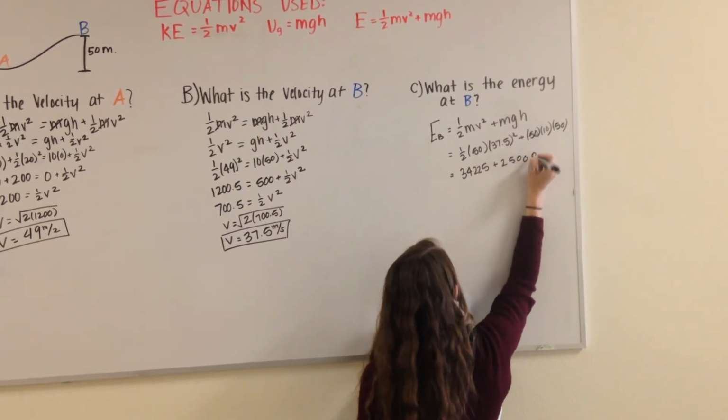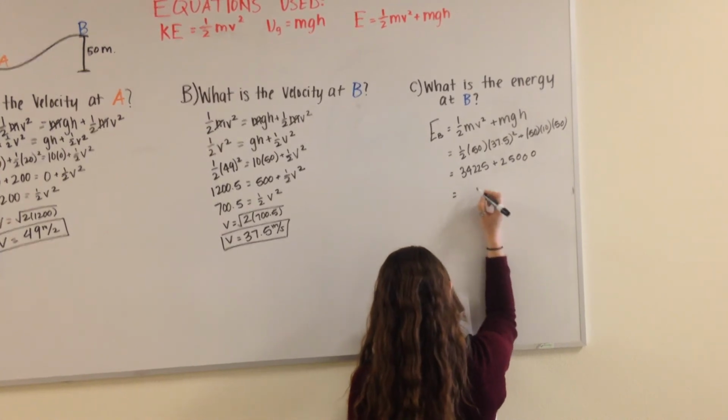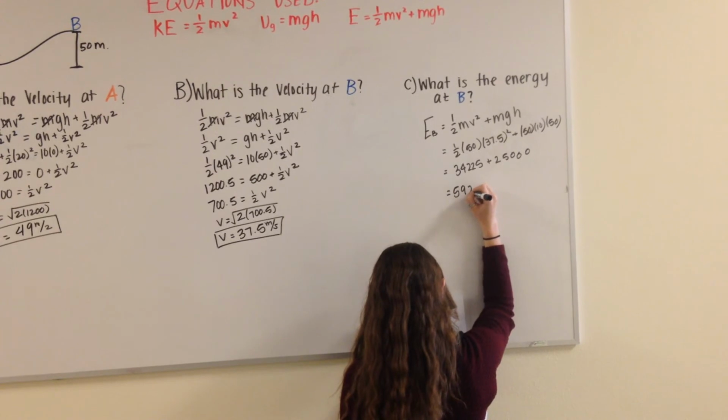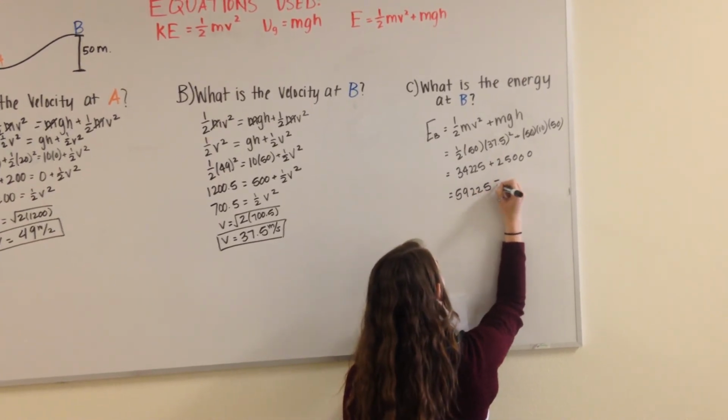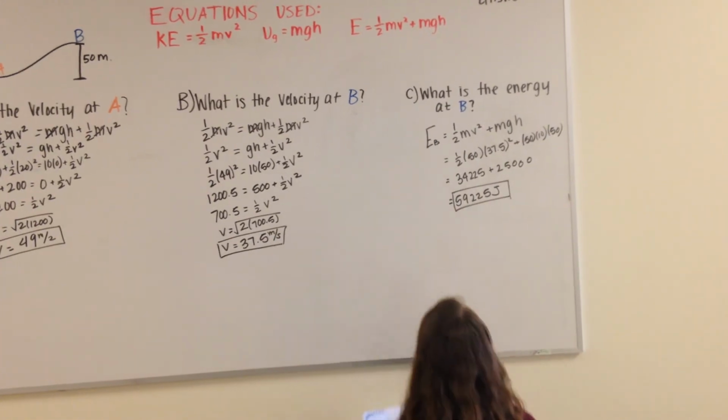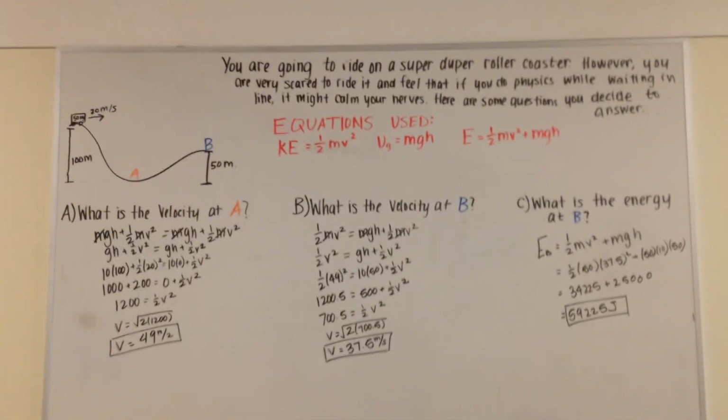When you do the math for both sides, you get 34,225 plus 25,000. And then added together, you get 59,225 joules, since energy is measured in joules. This is the roller coaster problem that we did.